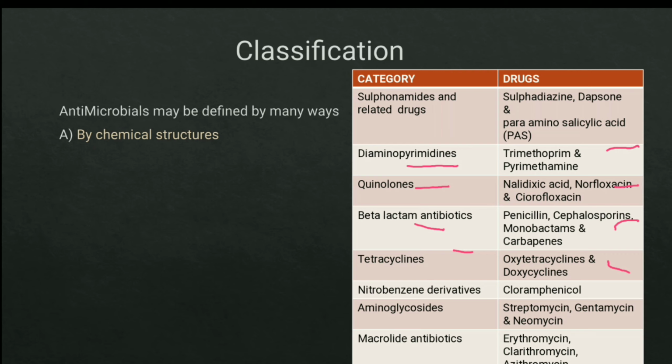Tetracyclines, we have oxytetracycline and doxycycline. In nitrobenzene derivatives, we have only chloramphenicol. In aminoglycosides, we have streptomycin, gentamicin, and neomycin. In macrolide antibiotics, we have erythromycin, clarithromycin, and azithromycin. So these are some classes that are divided according to chemical structure.